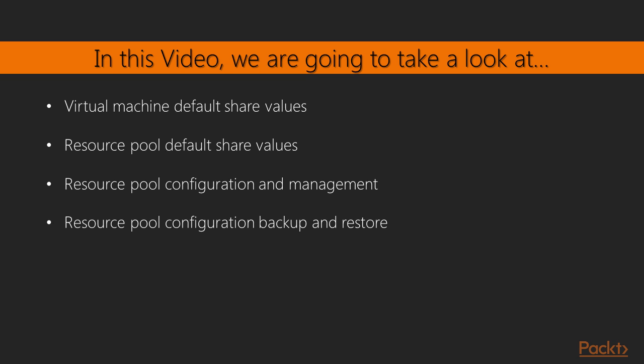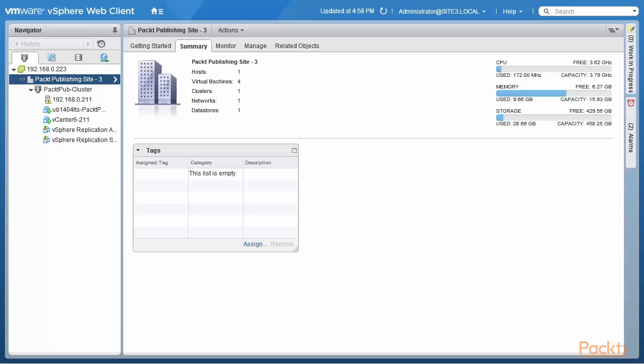We will go into detail of configuring resource pools and managing them, and we will also look at backing up and restoring resource pools when DRS is turned off and then turned on back again. With that, we are going to move now to our lab. So we are back at the VMware vSphere web client, and we are at the packed publishing site 3 that has one cluster with one host.